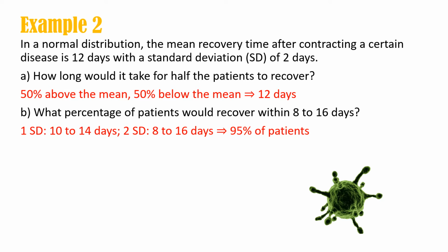And remember, 2 standard deviations lines up with the 95 from our 68, 95, 99.7 rule. So how many will recover between 8 and 16 days? Well, that's going to be 95% of our patients. There's going to be 5% that are still outside of those 2 standard deviations. So that covers those that are going to recover in less than 8 days, and those who are going to take more than 16 days to recover.